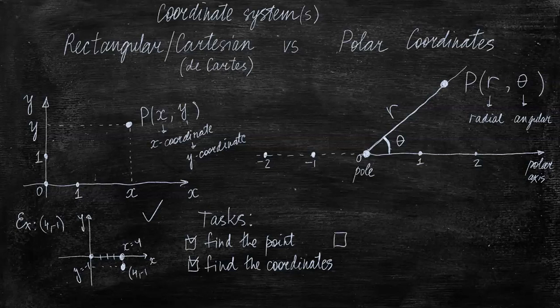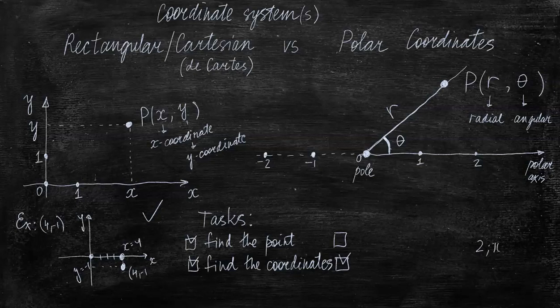So now, in order for us to call it a working coordinate system, we've got to make sure that we know how to perform these two tasks. Do we know how to find the point given the coordinates, and do we know how to find the coordinates given the point? We already talked about how to find the coordinates given the point. Let's practice how to find the point given the coordinates.